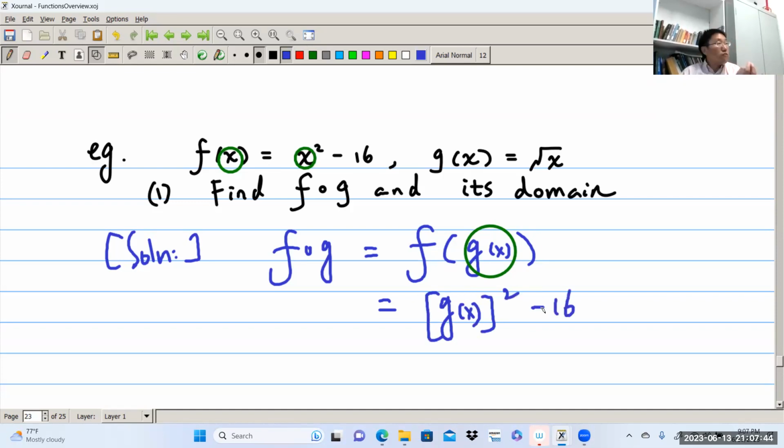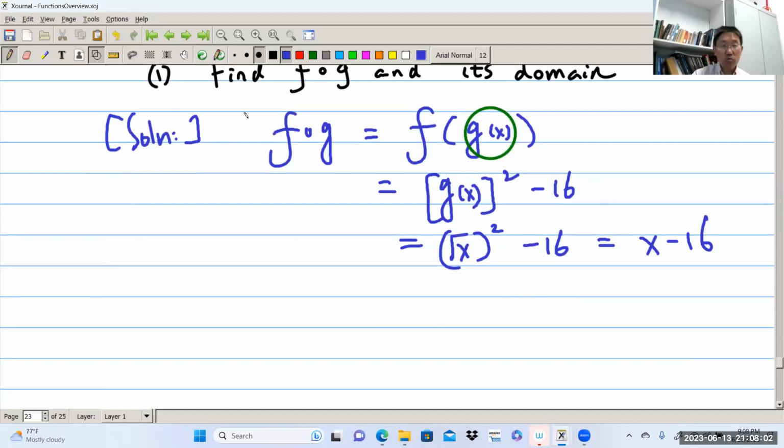But what is that g of x? What's that output? So you supply x to g, you get the output. We know g of x is square root of x, right? Then you plug in square root of x for g. It's the square of square root of x, minus 16. If you simplify, you get x minus 16.